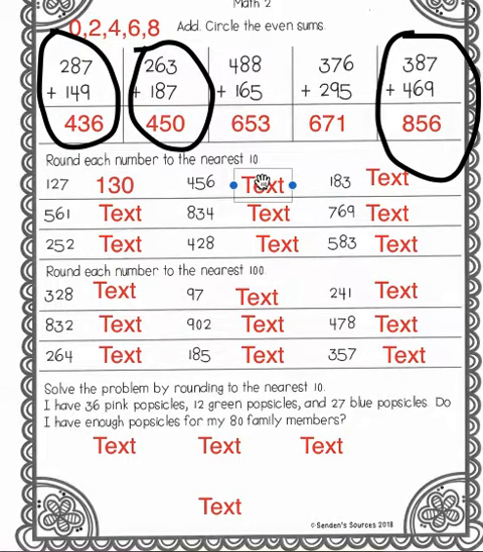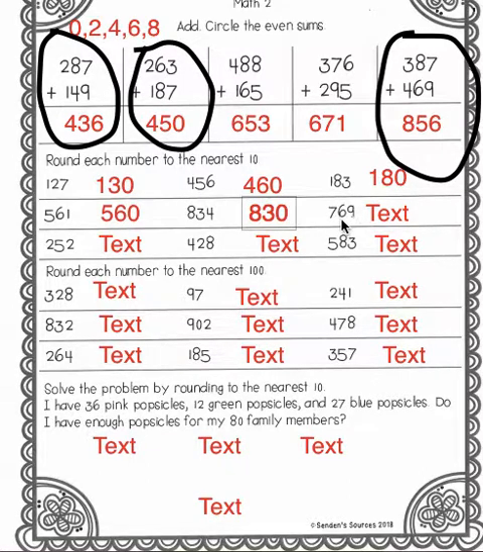I'm not going to spend too much time on this because I know we've had a lot of videos on this, so I'll go through it kind of quick. And again, if you have any questions, please reach out to me. So 456, we have a 5 in the tens place, a 6 in the ones place, so this is going to be 460. 183, we have an 8 in the tens place, a 3 in the ones place, this will be 180. 561, 6 in the tens place, 1 in the ones place, this will be 560. 834, we have a 3 in the tens place, a 4 in the ones place, this will be 830.